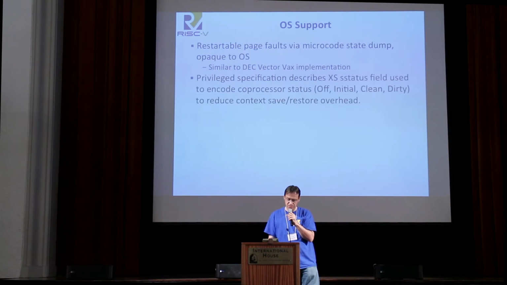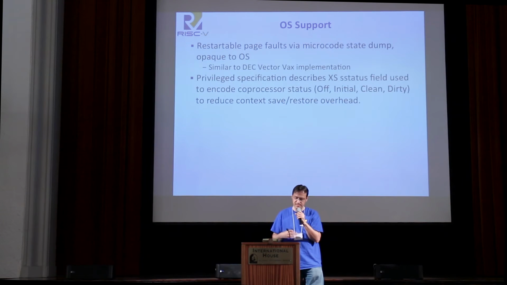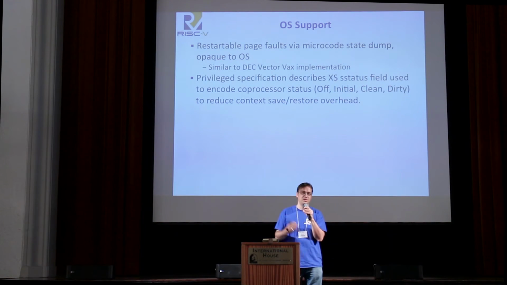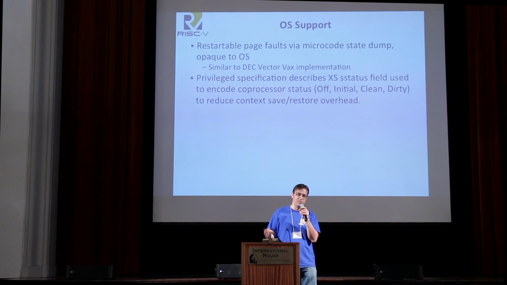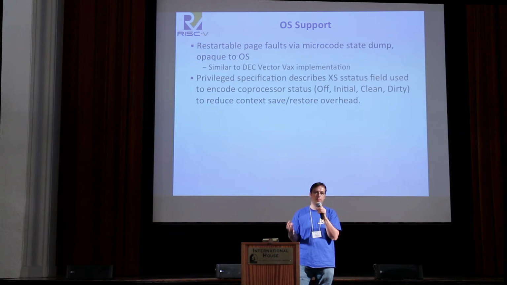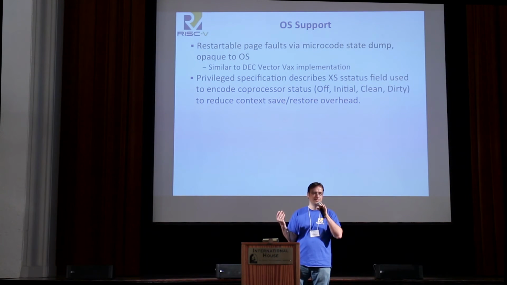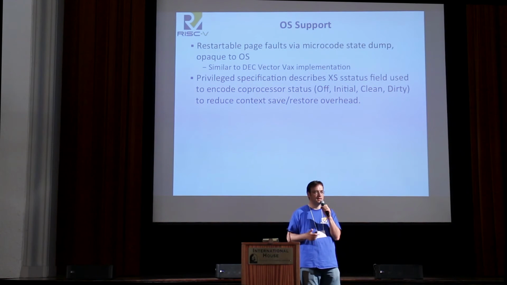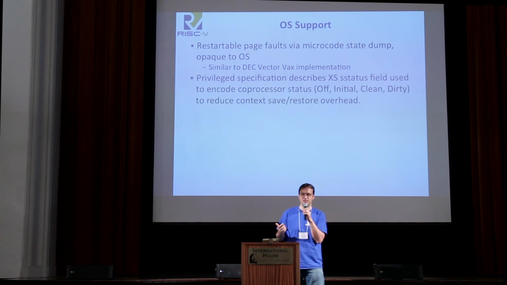That's the execution, so now OS support. We want to support restartable page faults to support virtual memory. We do this using an old trick from the DEC VAX vector unit, which is just restart: it doesn't have to be precise, it just has to be restartable. And they think this will be useful for other co-processors. The model is you just dump an opaque data object. The OS just has to save and restore an opaque data object. It knows how big it is. There's instruction support to dump and reload it. And in the privilege spec, there's other support that helps the OS reduce the number of times it has to actually do that. If the thing's unconfigured, you don't have to save and restore it, for example.